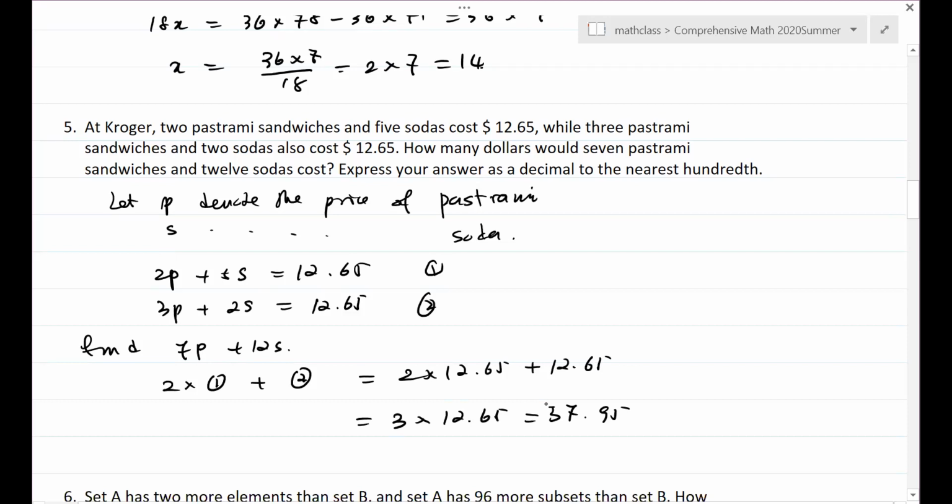Now if you do it this way, I think that's the solution, and you get the idea. This example tells you how to save time. Don't just go ahead and try to solve for P and S and then do the multiplication. That takes too much time. Sometimes there's a quick way to get 7p + 12s: you multiply the first equation and add it to the second equation.